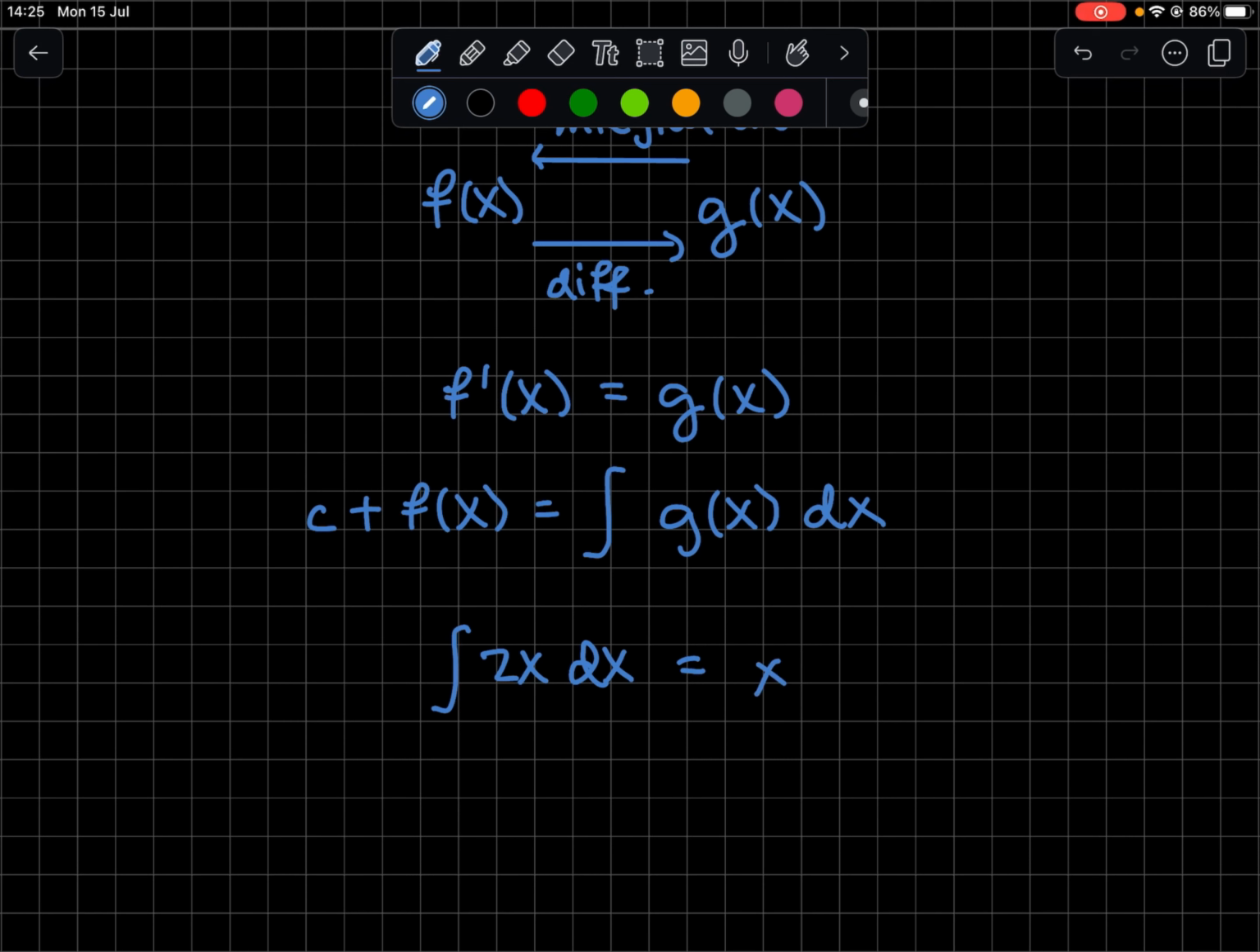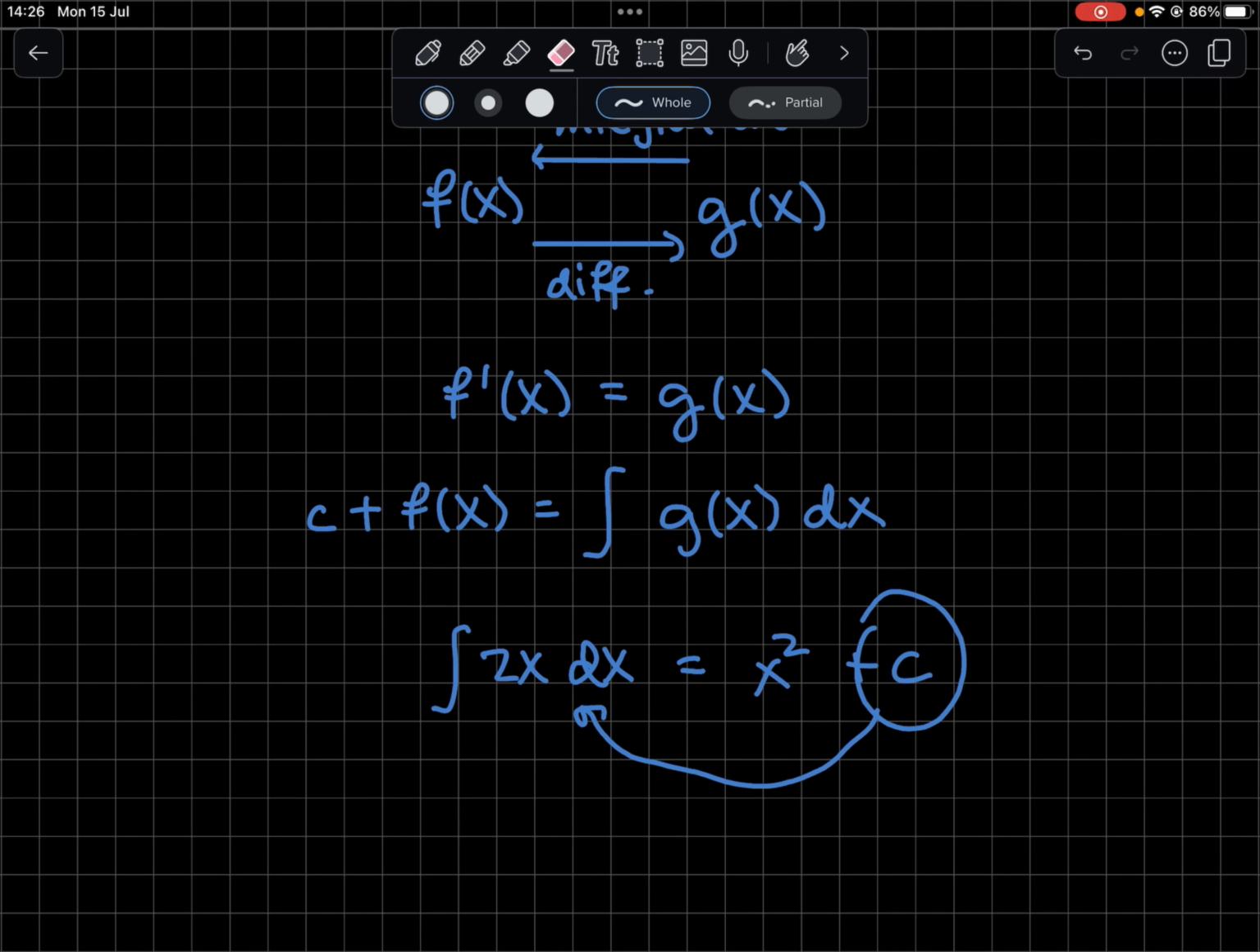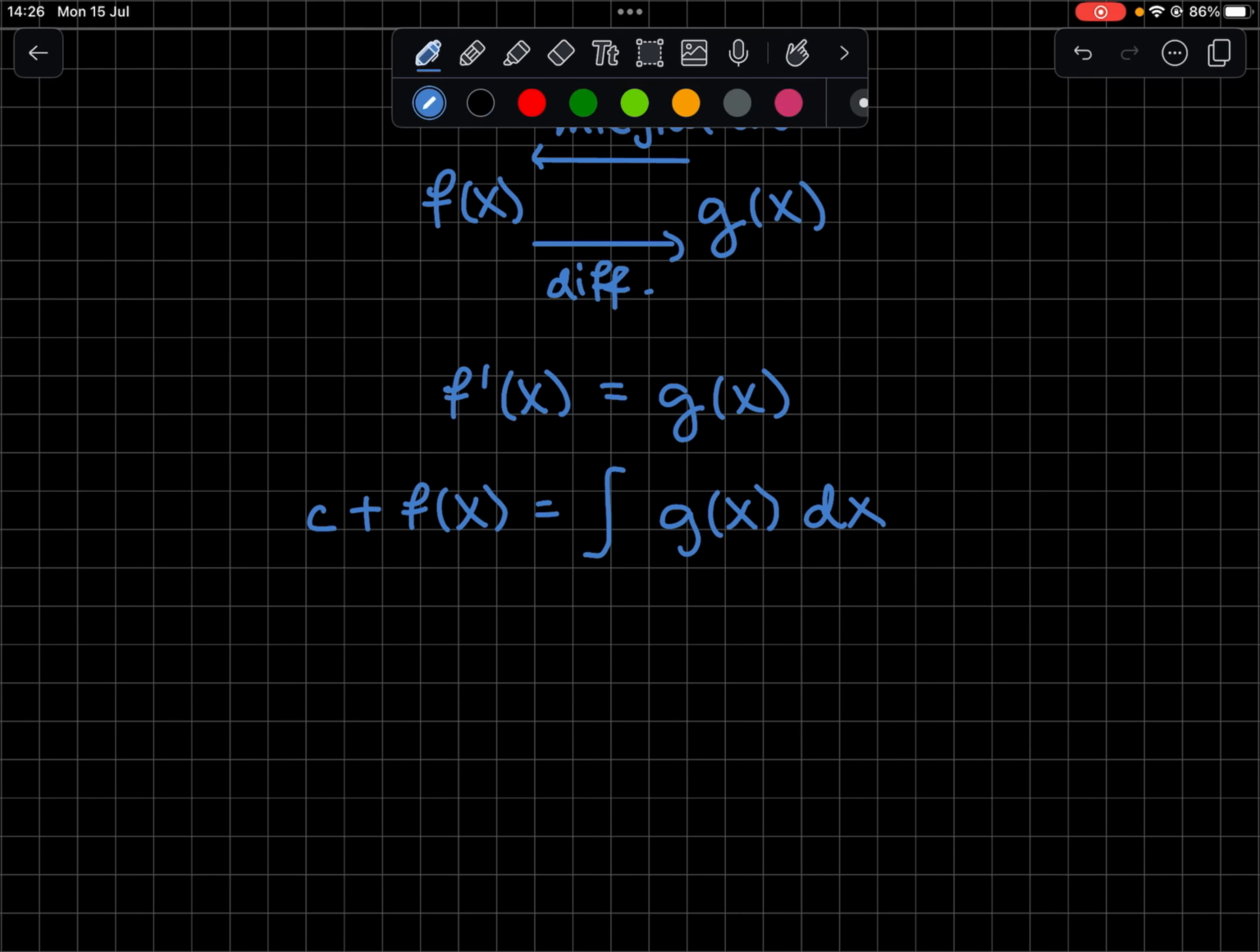Well, it's x squared plus c, because if you were to differentiate x squared, you would indeed get 2x. So the integral is like asking, what can I differentiate to get whatever's inside of here? Okay, and we add this plus c, which is a constant, because any constant differentiated will just add 0, and that maintains the equality. Okay, so that's a good example to get a good understanding of this.